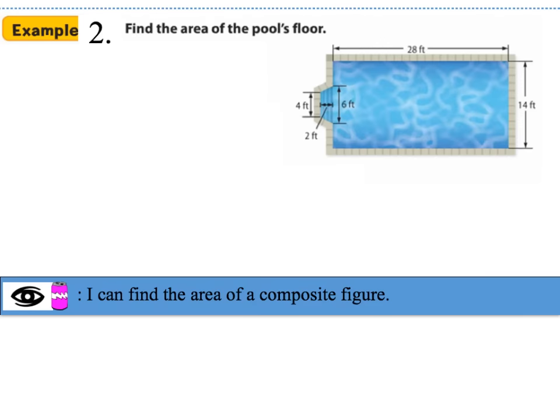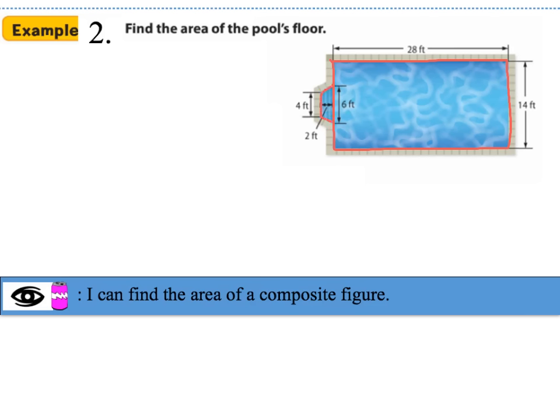For example 2, it says find the area of the pool's floor. The first thing we should do is go ahead and decompose this shape into two basic shapes. One shape that I see, or the main shape that I see, is a rectangle. And the other shape that I see is a trapezoid.